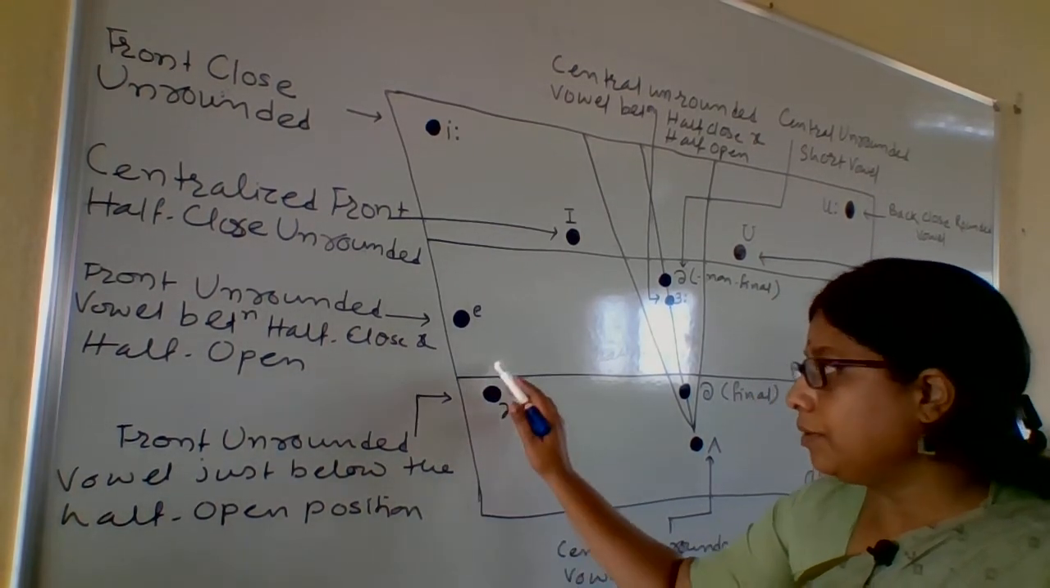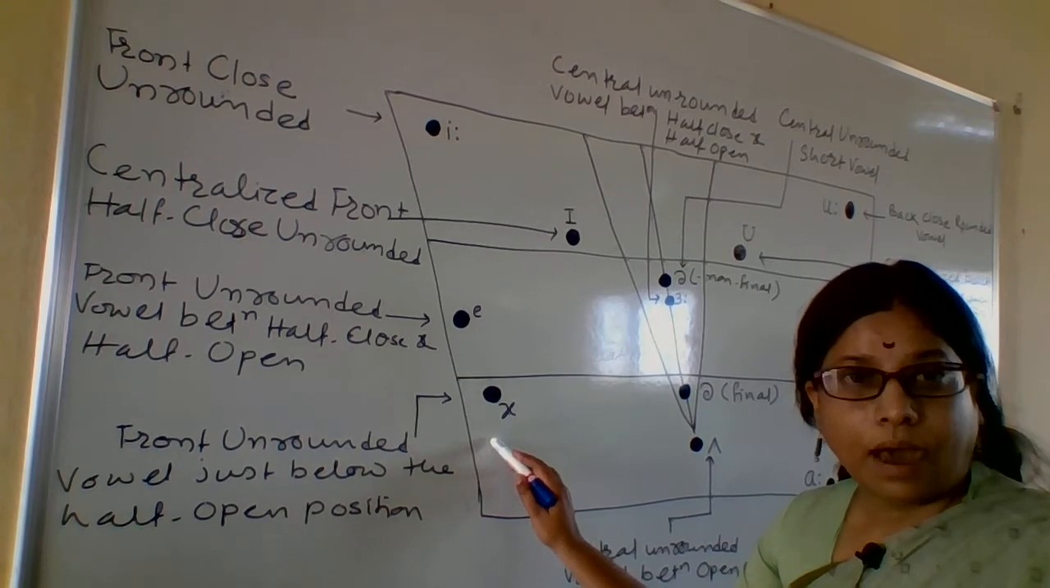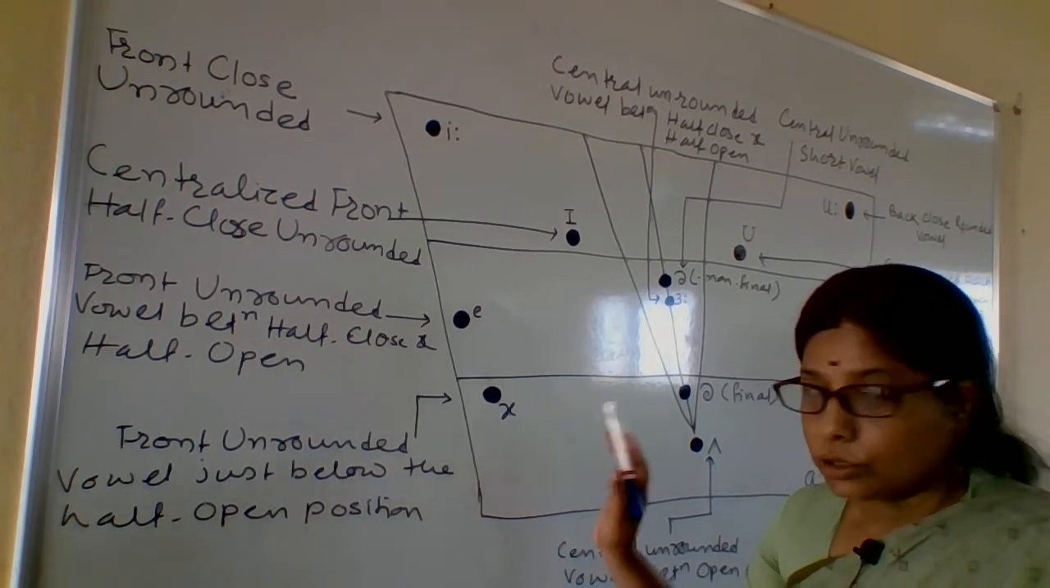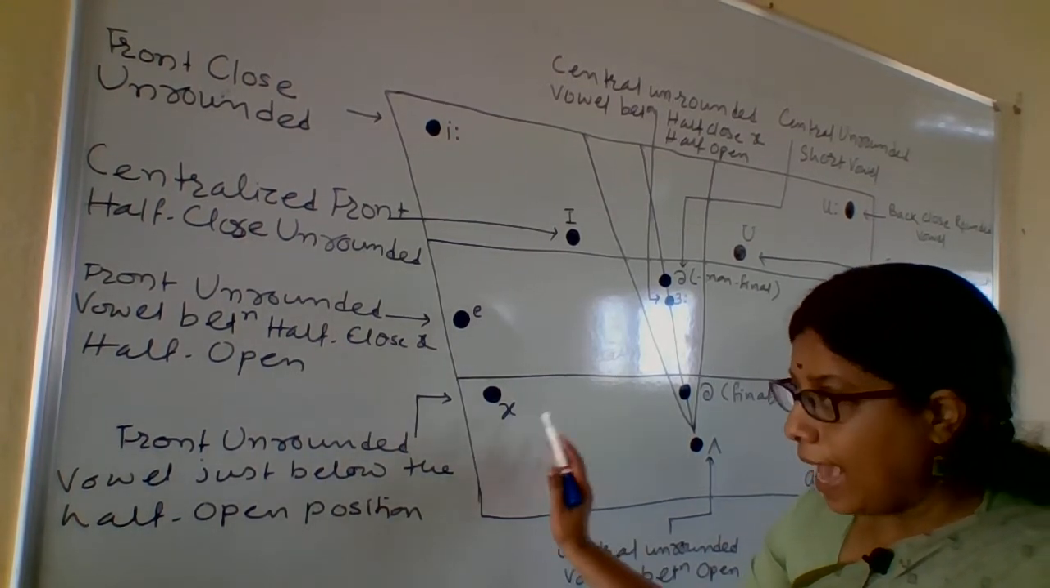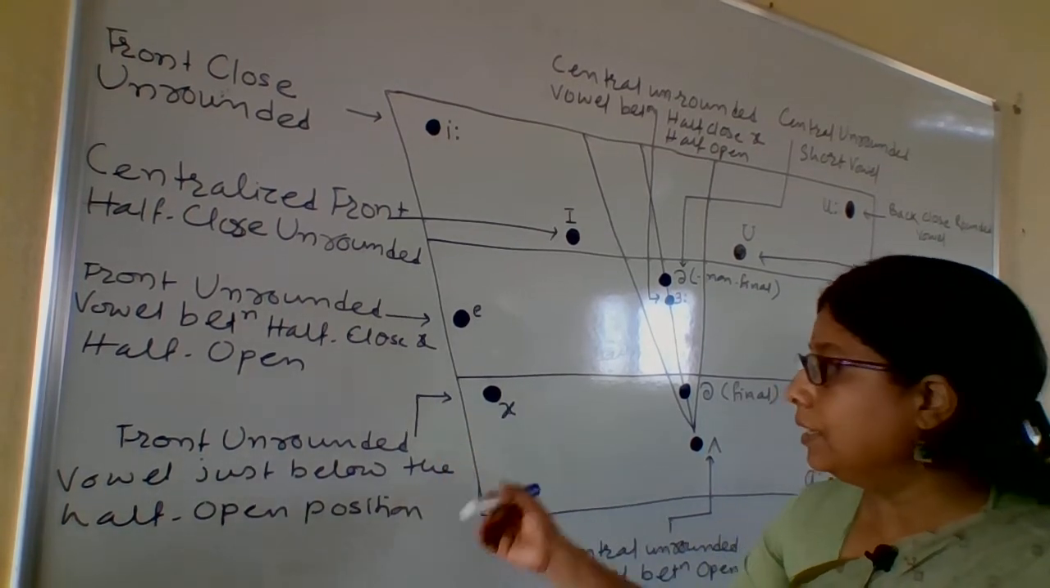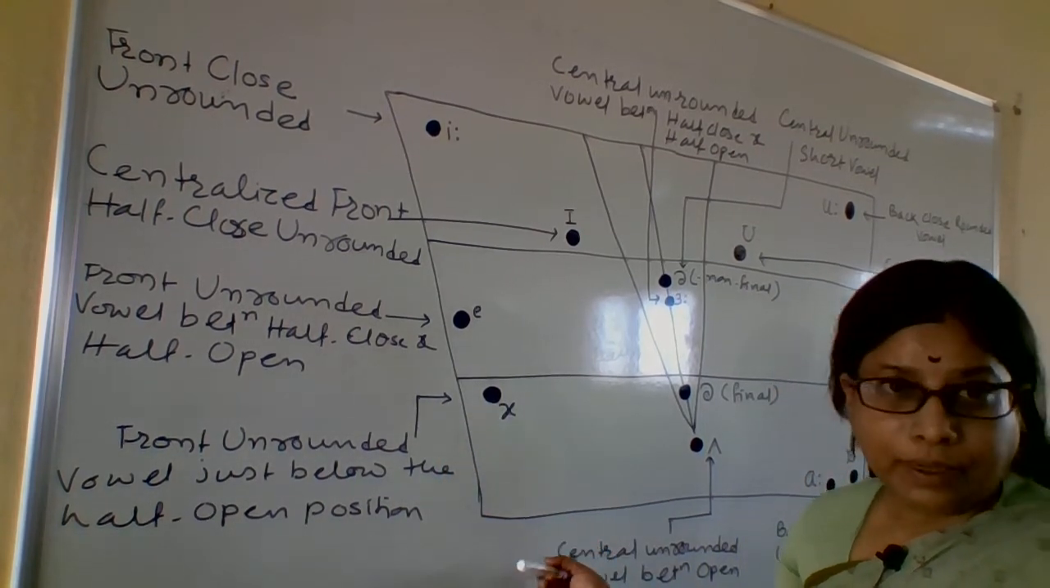So this is the three-term label for A, front unrounded vowel just below the half open position.